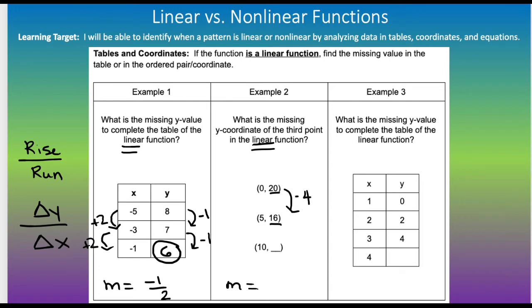And now I'm going to look at the x coordinates. To go from 0 to 5, I added 5. So since this is linear, my slope or my rate of change is going to be negative 4/5. I'm going to follow that same pattern and use that same slope to figure out the missing y value in this coordinate. So to go from 5 to 10, I added 5, which means to get from 16 to the unknown value, I'm going to subtract 4. 16 minus 4 is 12.